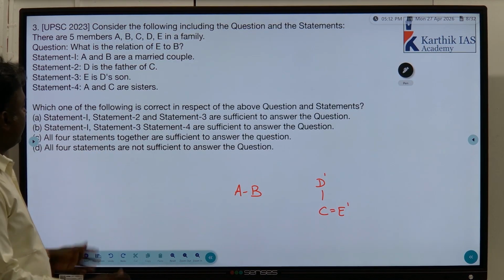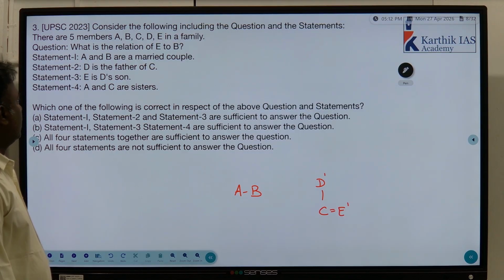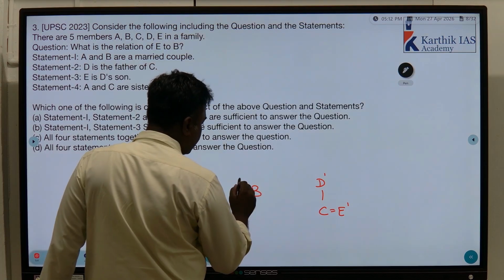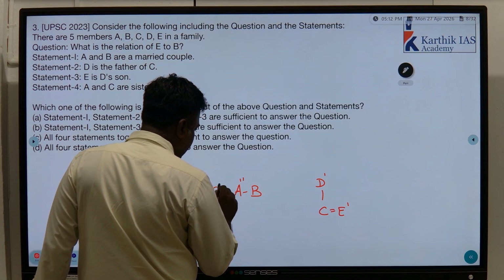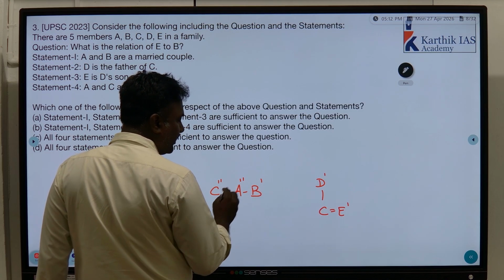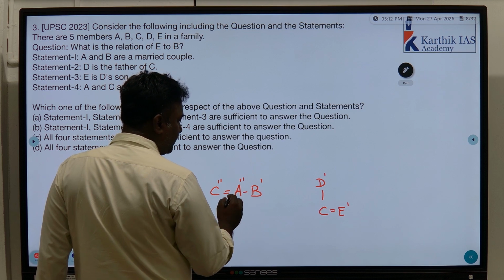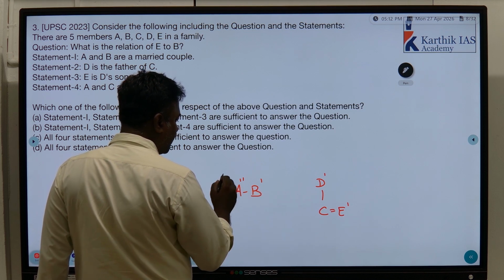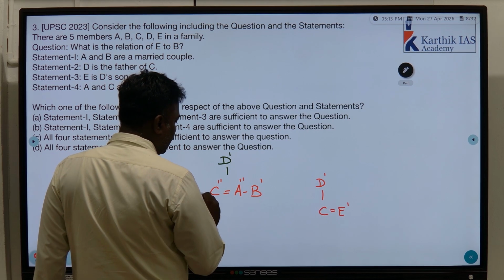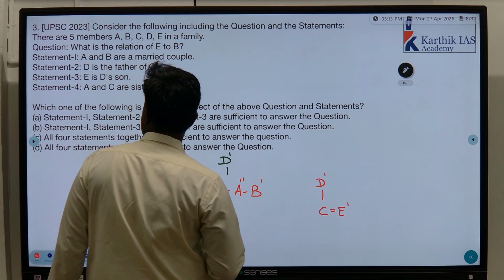With this, are we able to answer the question here? No. A and C are sisters. So A and B are couples. A is the wife and B is the male. And we know that C's father is D. So D we can confirm. E also we can make it.